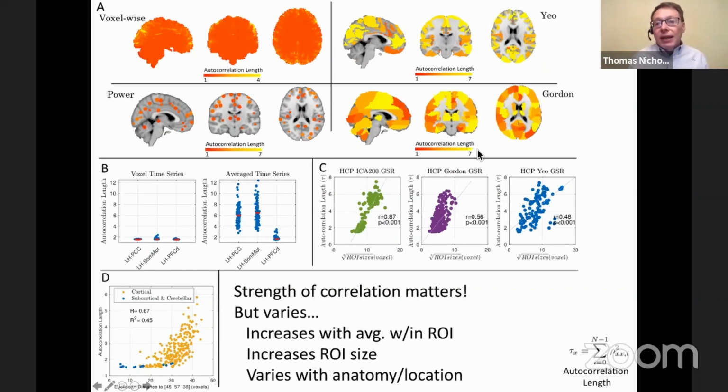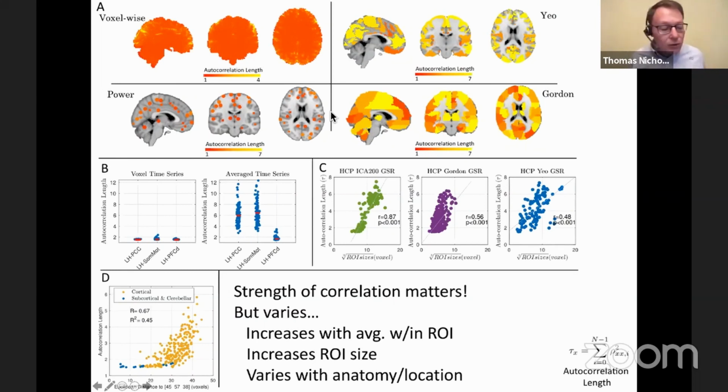The other thing that we noticed is that the severity of the temporal autocorrelation seemed to vary with the size of the regions of interest. And you definitely see this here, if we plot the autocorrelation length against the cube root of the voxel size. Also, the reviewers asked us to think about independent component analysis time series. And it turns out if we come up with an effective way of talking about the size of regions of interest of a spatial ICA map, we get a similar relationship.